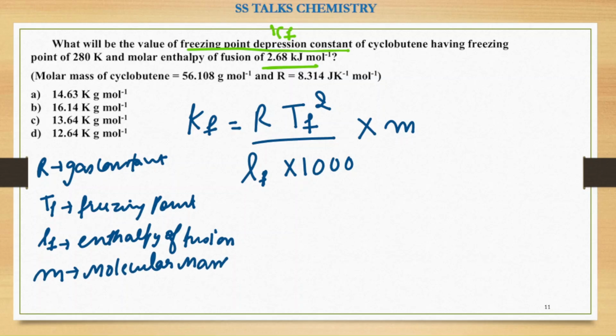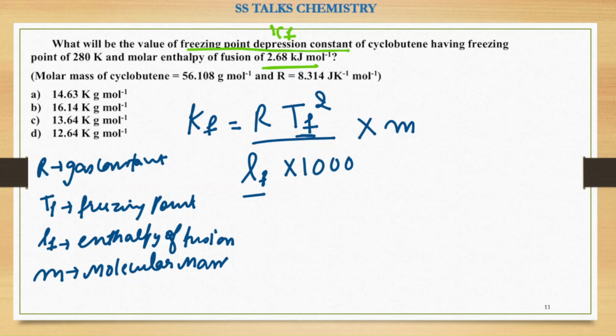So here it is asking to find the freezing point depression constant. Had the boiling point constant been asked, the same formula would apply. Just instead of the freezing point, it would be the boiling point, and instead of the enthalpy of fusion, the enthalpy of vaporization would be given.